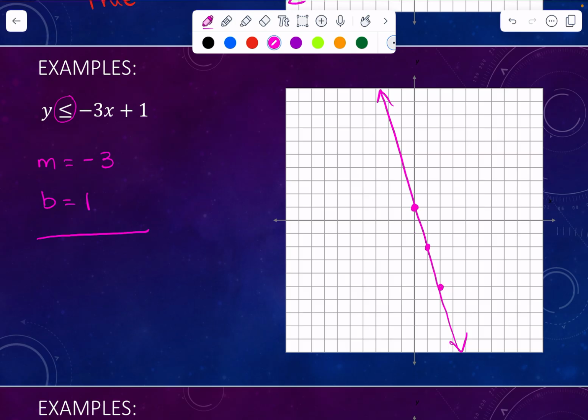Now, I'm going to pick a point. I don't care, let's try 2, 2.